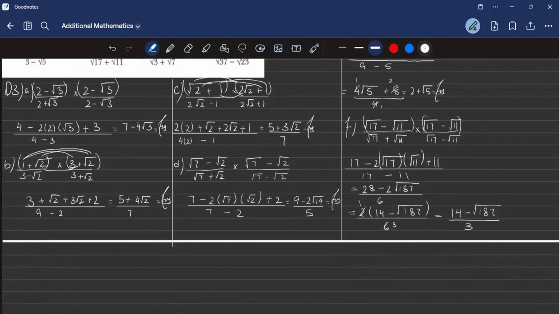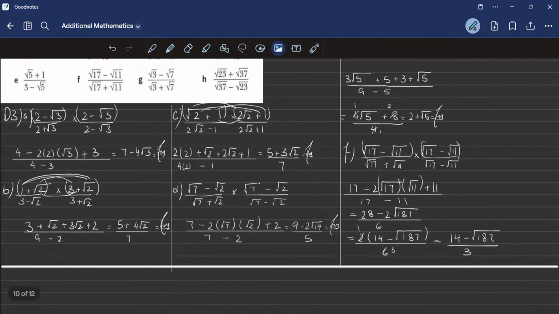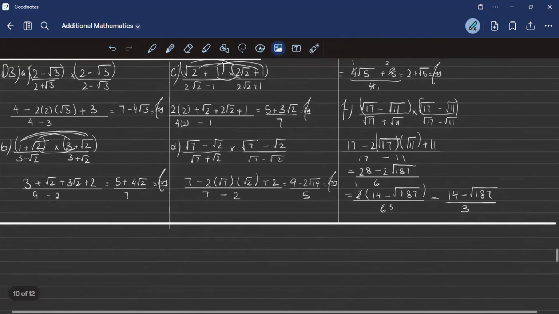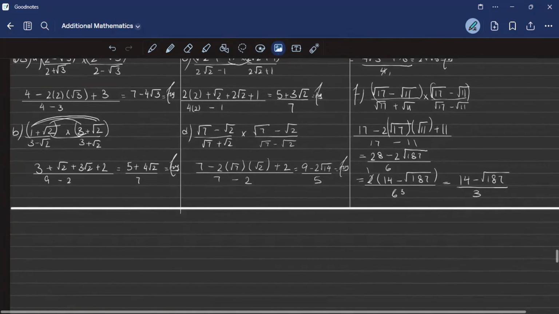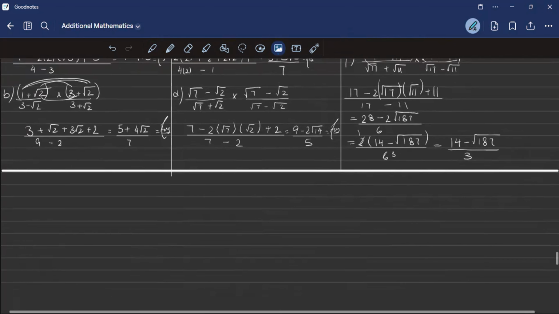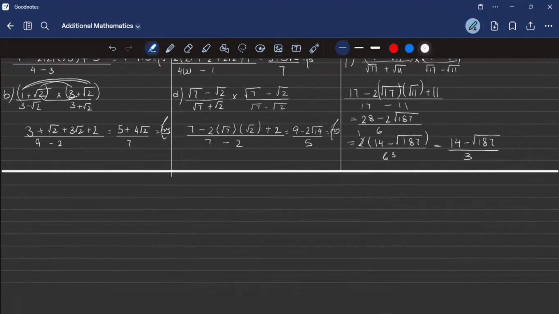Okay, here we go. Let's copy down part G: (√3 − √7) divided by (√3 + √7). So that's a simple question. √3 minus √7 divided by √3 plus √7.